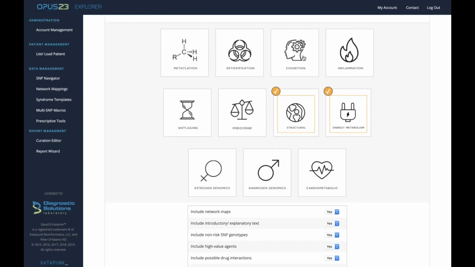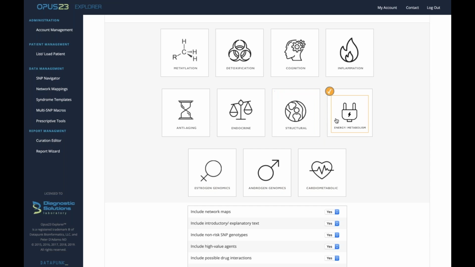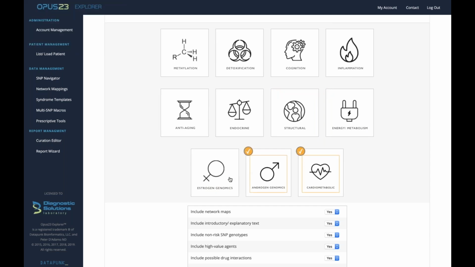Cognition certainly covers neurocognitive issues such as ApoE and TOMM40, and it might include things like COMT, the worrier versus the warrior type of mentality. And then lastly, you can choose androgen, estrogen, or cardiometabolic. Estrogen genomics will give you estrogen metabolism. Androgen genomics will give you things like androgen receptors and testosterone. And don't take this for granted: just because androgen genomics has the male sign here doesn't necessarily mean it's only for men.